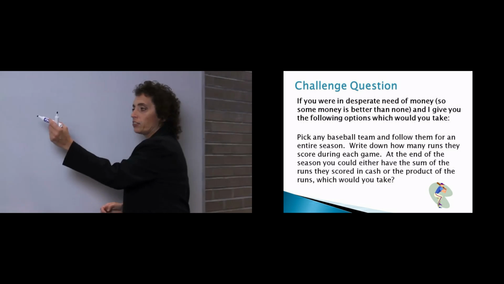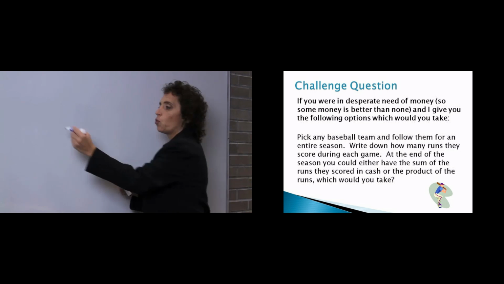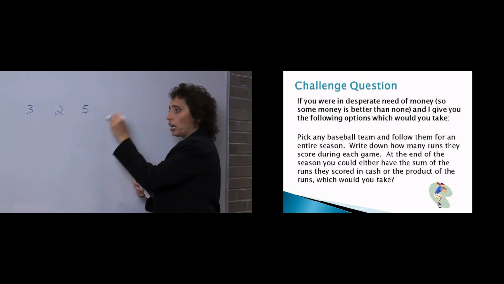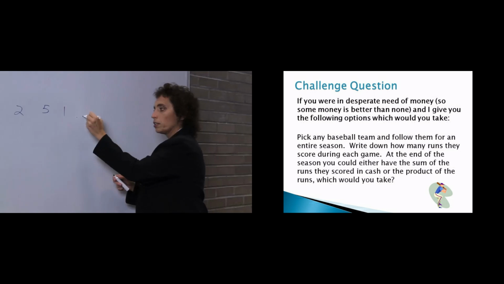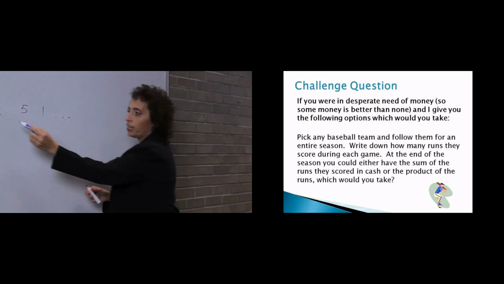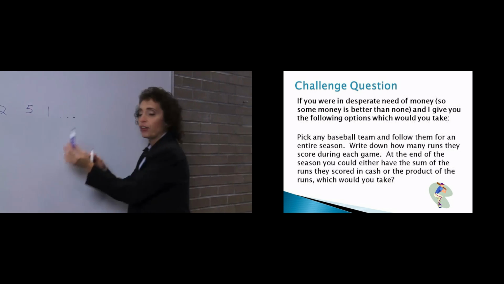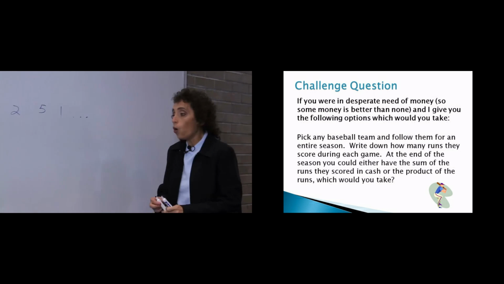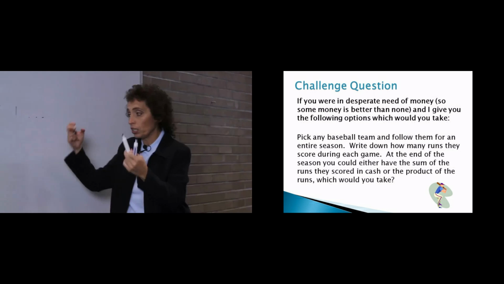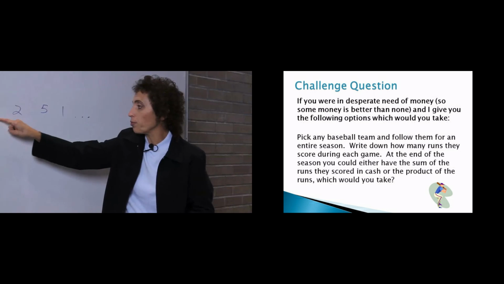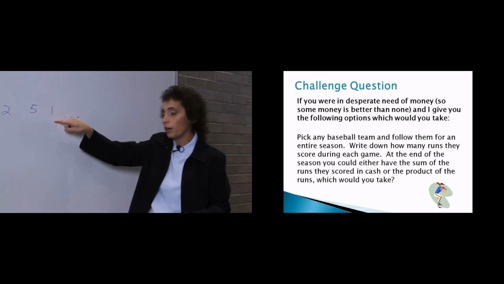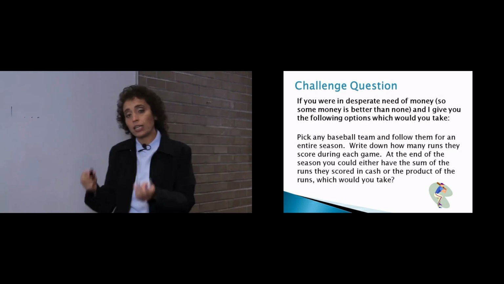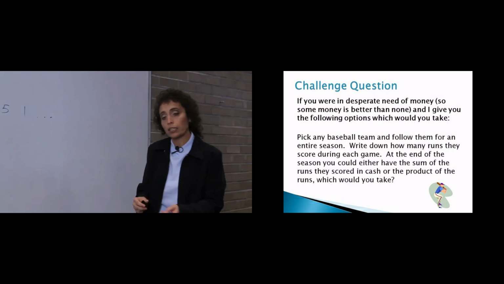You can either have the product of what they scored or the sum. Here's what I mean. Let's say you're covering a team, and they scored 3 runs the first game, 2 runs the second game, 5 runs the third game, 1 run the fourth game, and so on. At the end of the season, you get to either add this all up and have their sum in money. So far, you'd have $11. Or you can have the product of their runs in money. So I'd multiply 3 times 2 is 6, times 5 is 30, times 1 is still 30. So you can either have their sum or their product in money. Remember, sum means to add and product means to multiply.